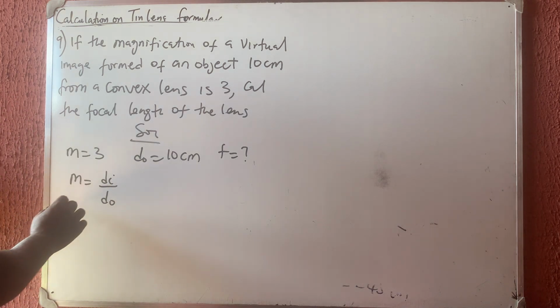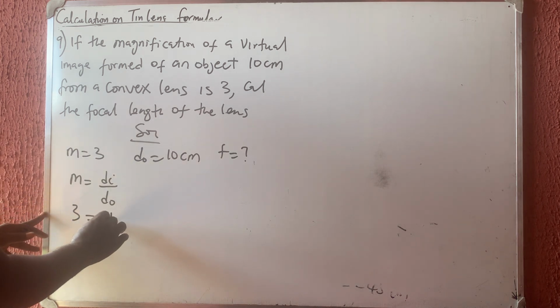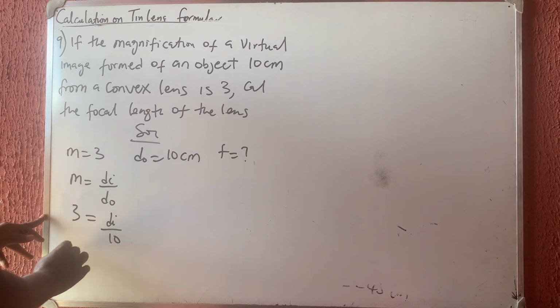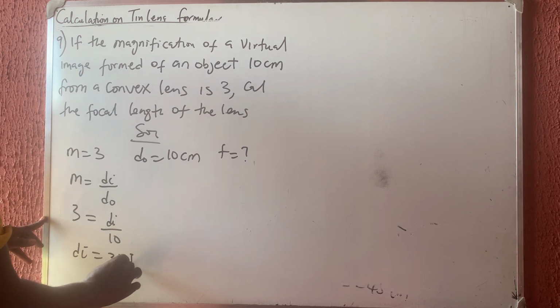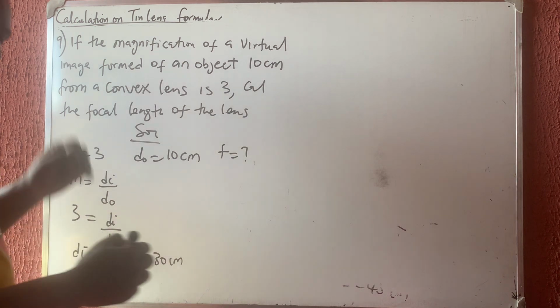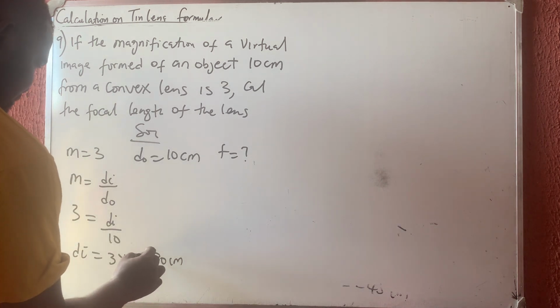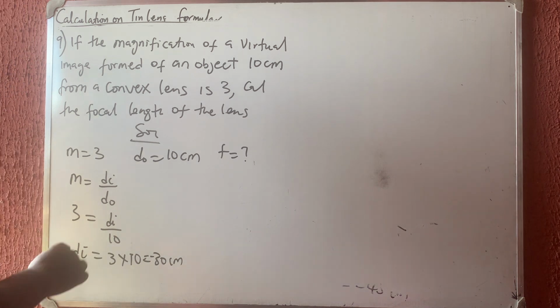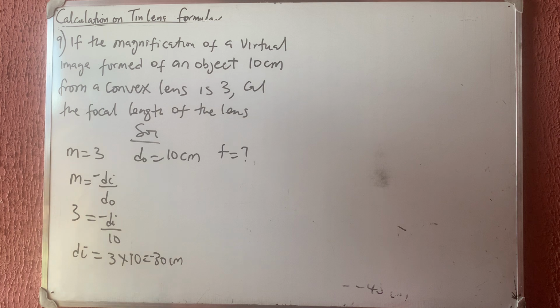So I have that my M, which is 3, is equal to my D_I, which is unknown, over D_O, 10. So my D_I will now be 3 times 10, which is equal to 30 cm. But the distance of this image is going to be at the left since it is virtual. So in fact, use minus here so that it will be easier. So I'm going to have minus 30.